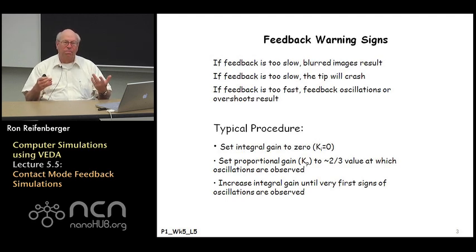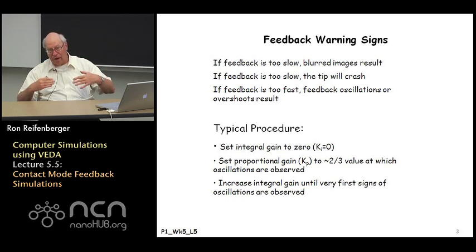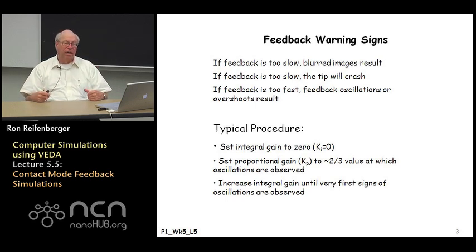Once you've got this proportional gain set, then you slowly increase the integral gain. You continue to increase the integral gain while you're scanning, as you're acquiring an image. What you're looking for is a hint of an oscillation in the image. This hint of an oscillation starts to show up as a graininess in the image itself. And when you see that graininess first appear, that's when you stop adjusting the integral gain.